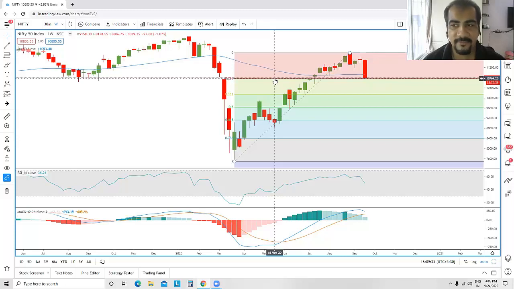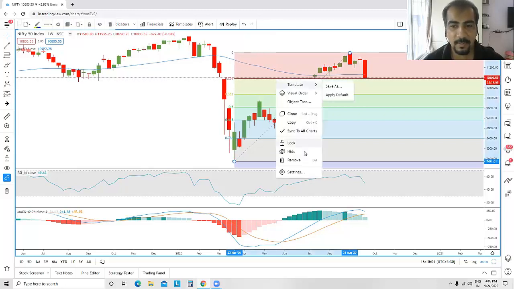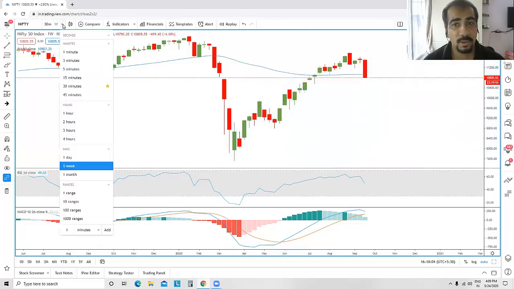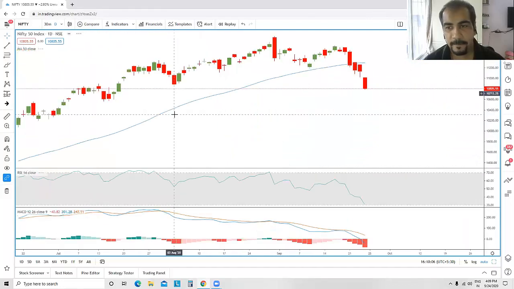Now 10,760, 10,750 is a 23.6 Fibonacci retracement support on the weekly Nifty spot chart. So this is a very important support because this particular swing is very long. Generally, I don't use 23.6% Fibonacci retracements that much. But when a swing is very, very long, at that point of time, these retracements are extremely important. So we cannot neglect it. So let us keep that in mind. And let's move on to the shorter time frame, which is the daily chart.